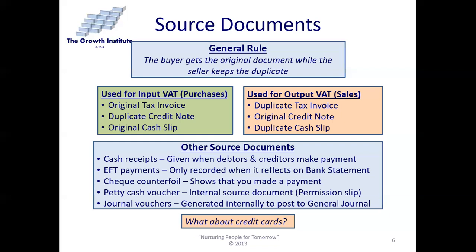Then you have the petty cash voucher. That is an internal source document. It's really a permission slip. So it's a voucher that you generate when you give money to somebody to quickly run to the shops and buy something.